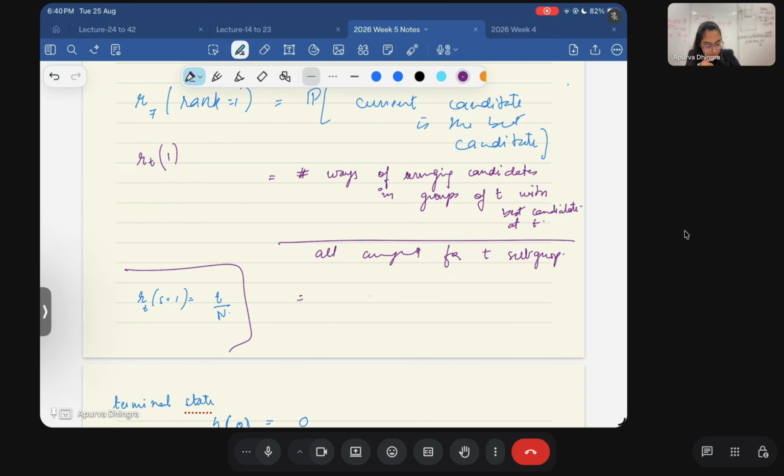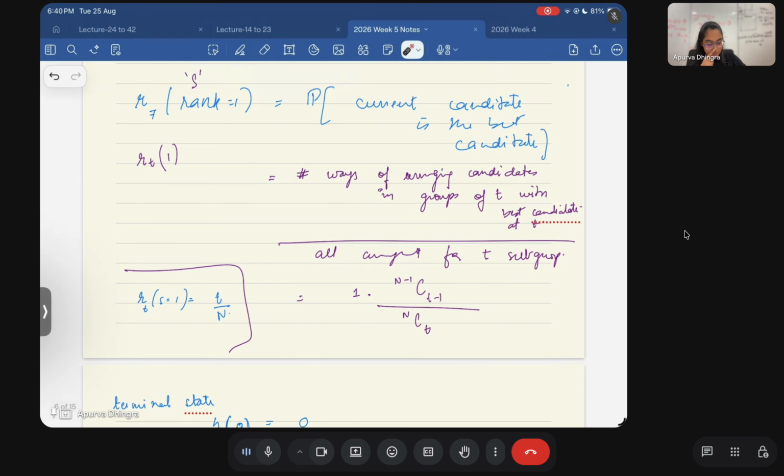That is, we know the current candidate is the best one, so that is fixed. So the remaining total are n-1, and the remaining subgroups that we need to create are t-1. And this needs to be divided by all the variations that we could have had. So that is n choose t. If you simplify this, this is n-1 choose t-1 over n choose t. So we get t by n here.